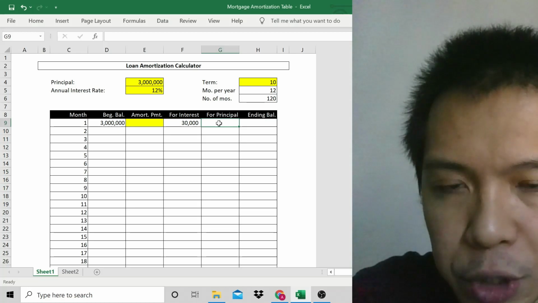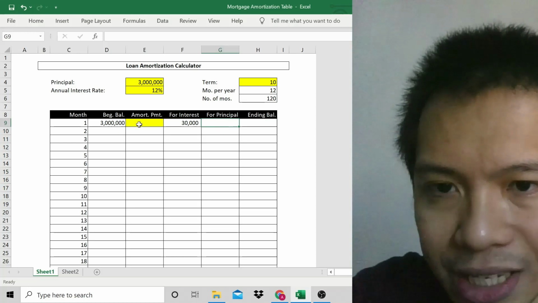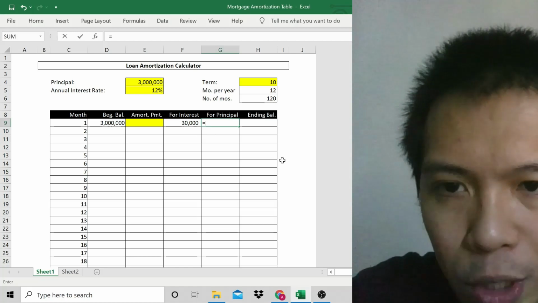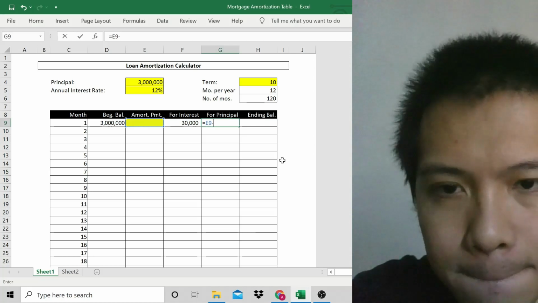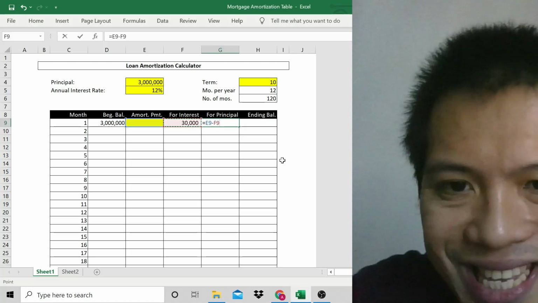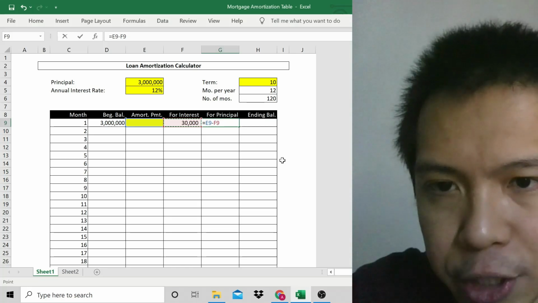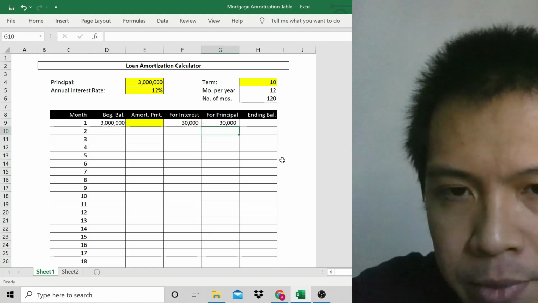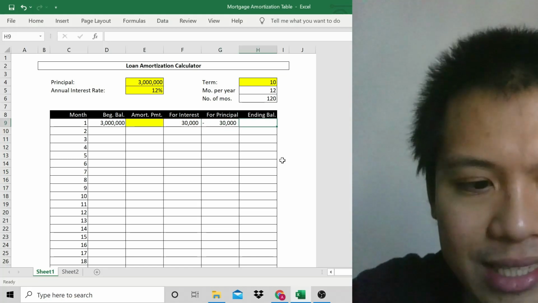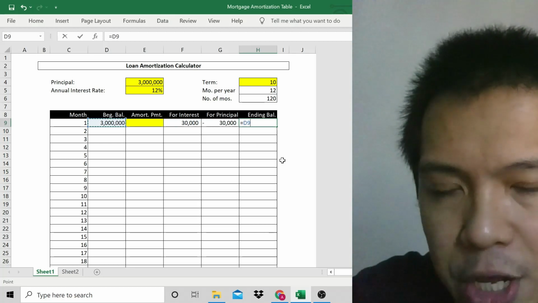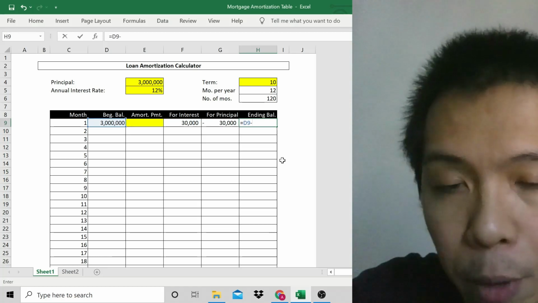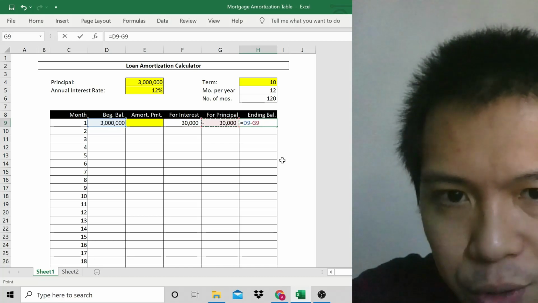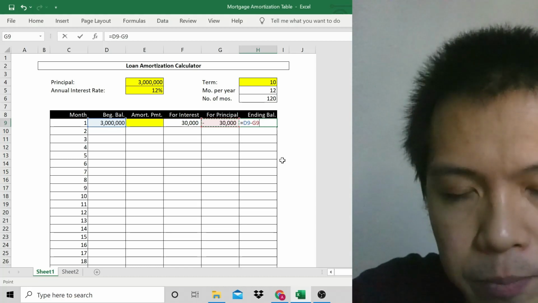The amount that will proceed to the principal would be the amortization payment less interest. So simply put this equal to E9 minus F9. The portion of the amortization payment not going to interest will go to the principal. And then the ending balance, this is equal to 3 million, the beginning balance, minus the portion that shall go to the principal. So that's in G9. So D9 minus G9. And there you go.